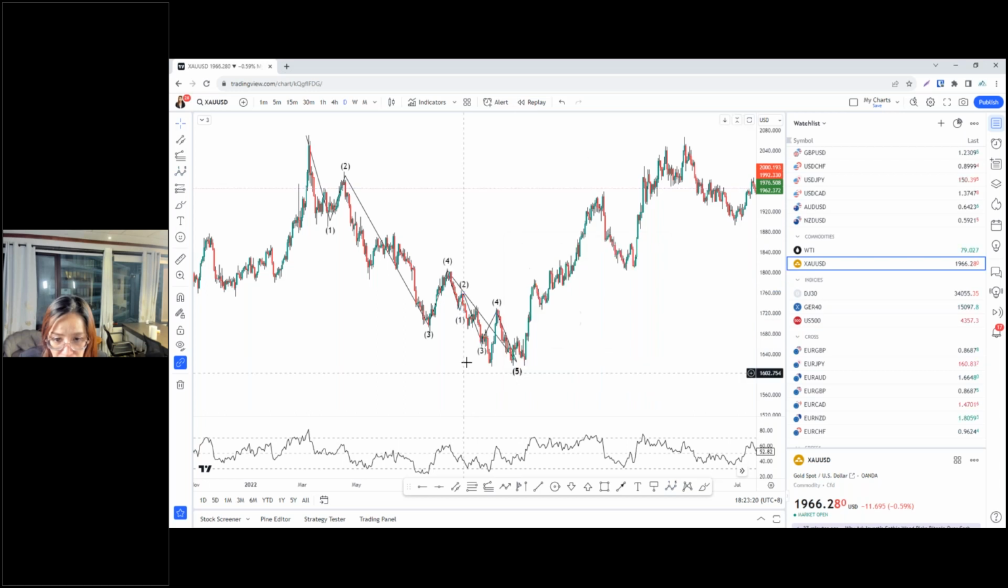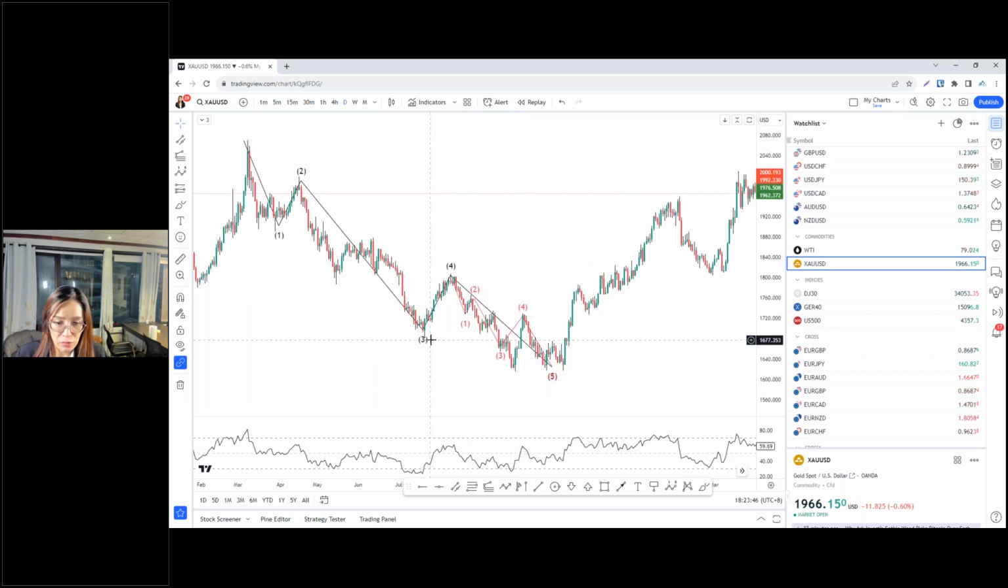3, 4, and 5. Let me see. Okay, here. Wave 1 is not overlap. Wave 4 is not overlap. Wave 1 and wave 2 in US Go do not retrace more than 100% of the beginning of wave 1, which is here. Okay, you get what I mean here? The subdivider, which is here, is an impulse. We have 5 waves in wave 5.